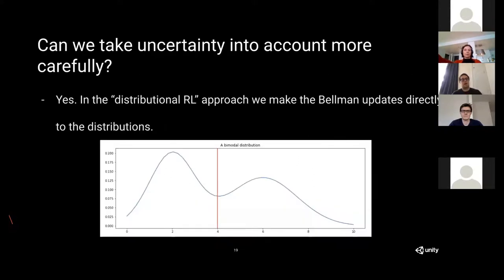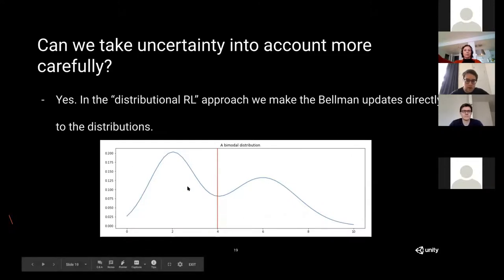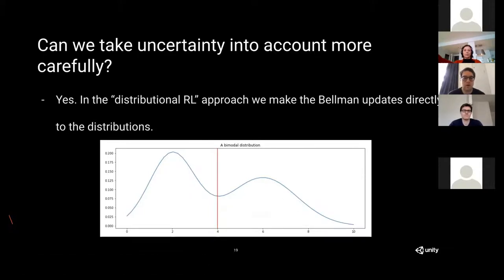Okay, but we've talked a lot about uncertainty. So can we take this uncertainty into account somehow more carefully? Here, this picture, it could be a value distribution, or let's say the data from a value distribution, and you see that the mean here doesn't necessarily describe this distribution very well. So indeed, this distributional RL approach will allow us to take uncertainty into account more carefully, and we will be making these so-called Bellman updates directly to the distributions.